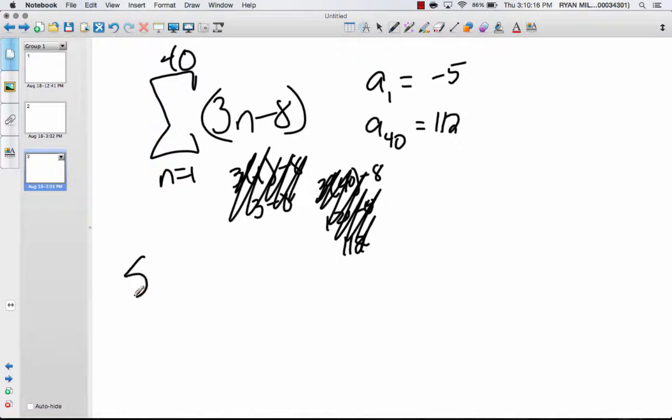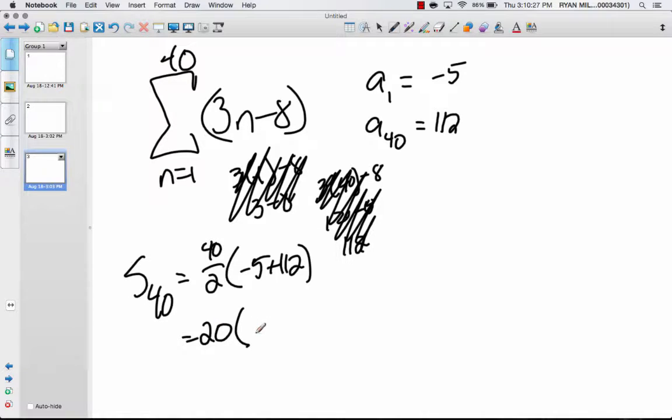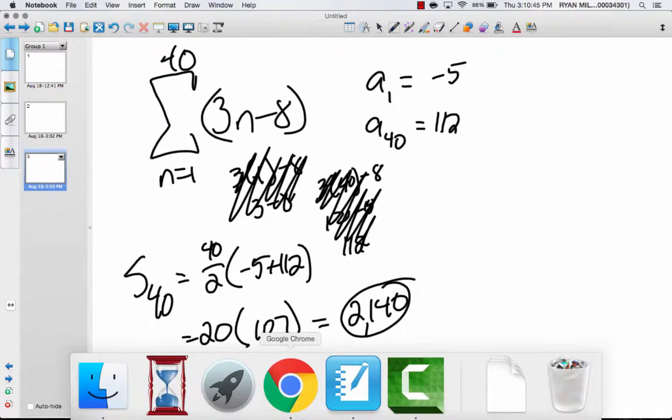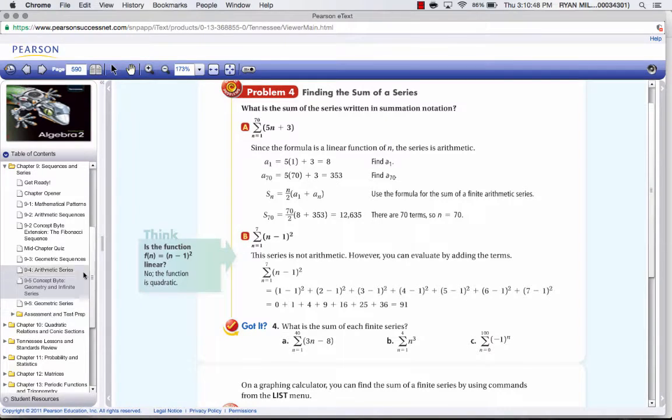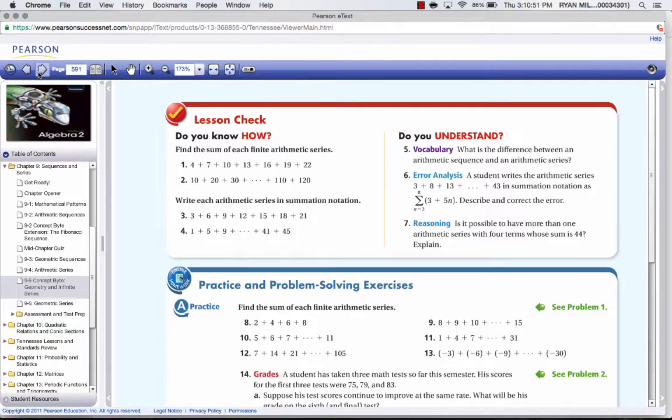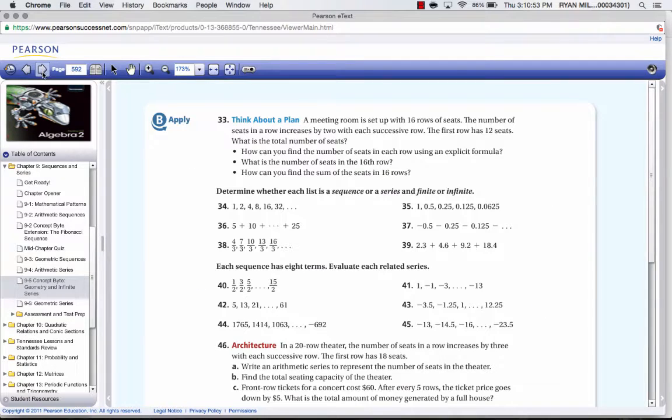Okay. Now I'm ready to add them up. Oh gosh. 2,140 would be what that adds up to. Okay. So you've seen this formula used 3 separate times. Hopefully you've seen the pattern and you know what you need to do to fill it in. Okay. Now let's go to, I think we get to the assignment next. Yeah, so you have some practice questions if you want.